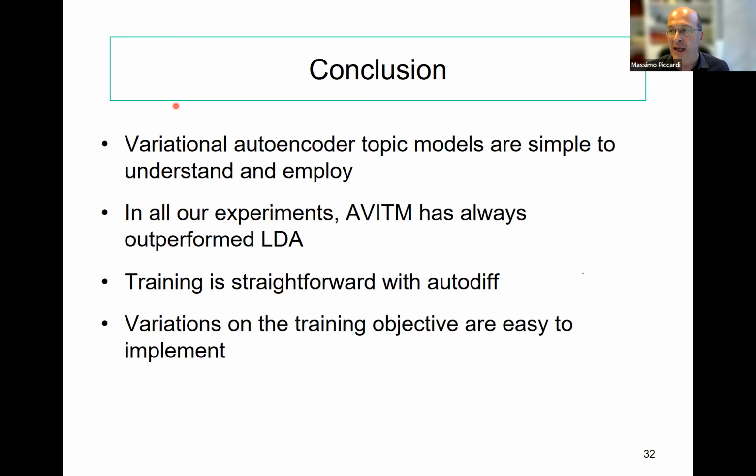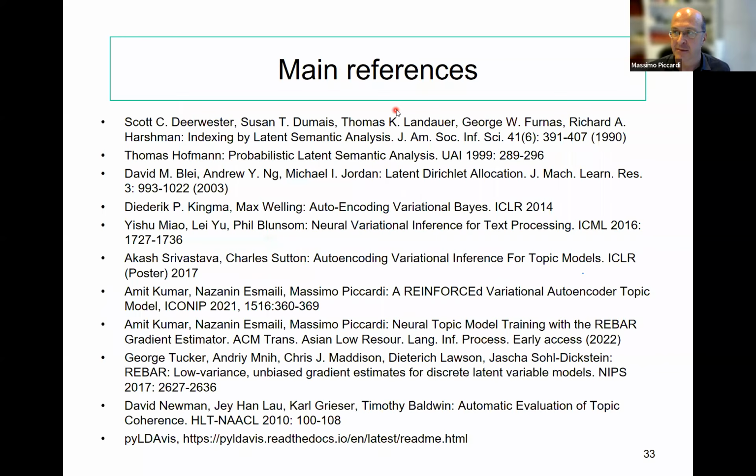And if you want to play around with the training objective and change it with other objectives, other terms, other regularizers, it's all really very easy to do. And some references after this. That's it.